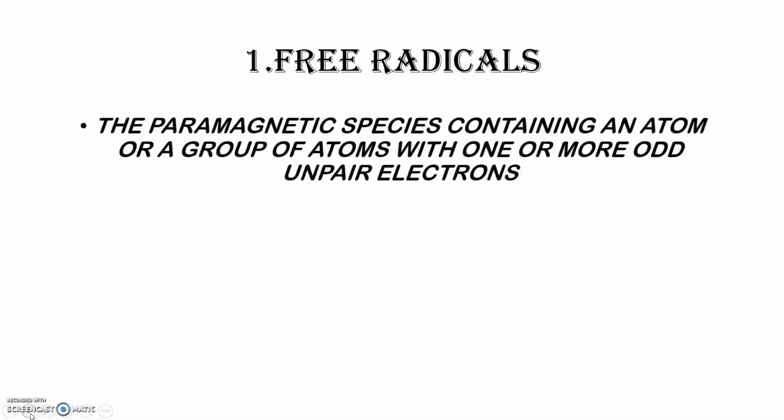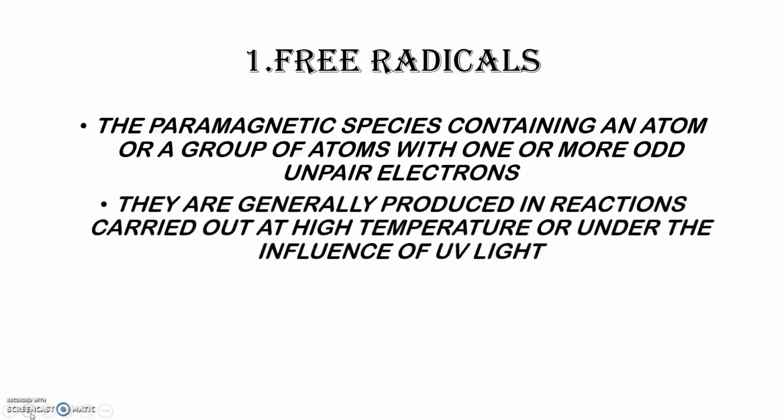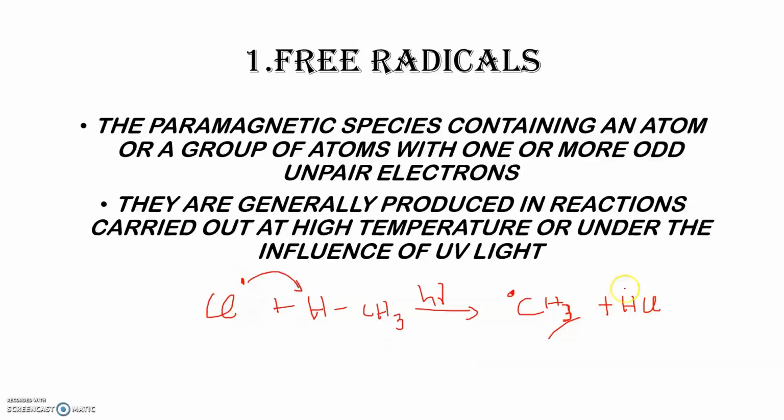Free radicals are paramagnetic species containing an atom or group of atoms with one or more odd, unpaired electrons. If a reaction is initiated by free radicals or involves free radicals as intermediates, then the reaction is called a free radical reaction. For instance, consider the reaction in which chlorine radical reacts with methane, CH3, in the presence of sunlight to give methyl radical, CH3, plus HCl. Please don't mind my handwriting. This here is methyl free radical, and the chlorine radical attacks the hydrogen to form HCl.